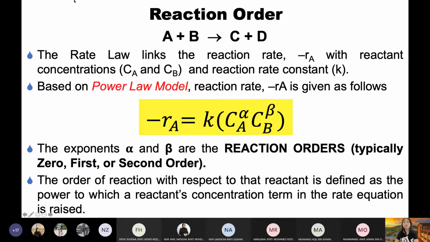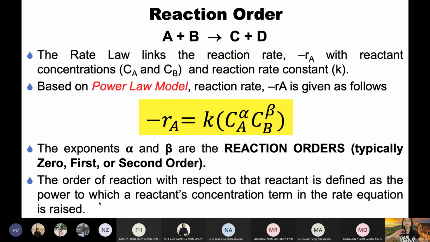Okay, so apa tu order? Order of reaction with respect to the reactant. Kamu kena ingat, order reaction ni specific kepada that compound, meaning that alpha refers to the order for A. Beta refers to the order of B, compound B. Alpha refers to order of compound A, beta refers to the order of compound B. Okay, and it's defined as the power to which a reactant concentration term in the rate equation is raised. Okay, so apakah maksud ayat ni?